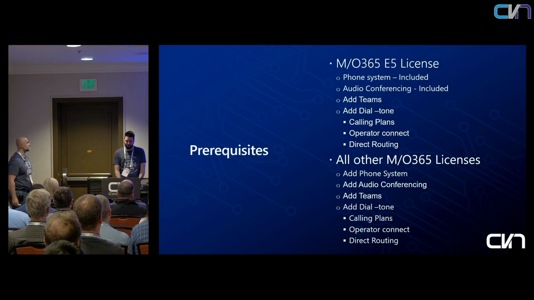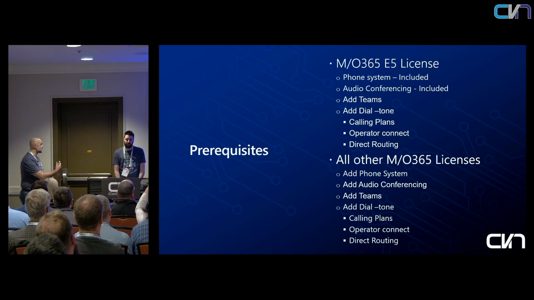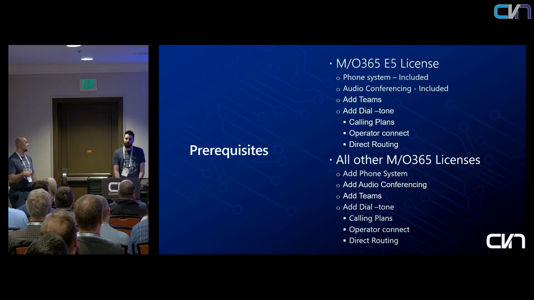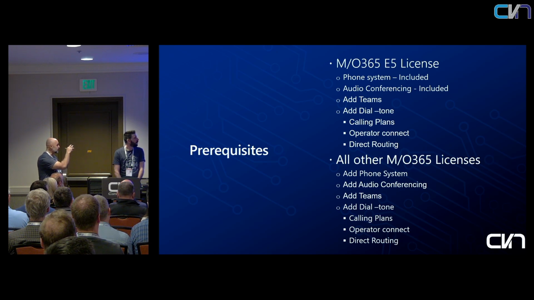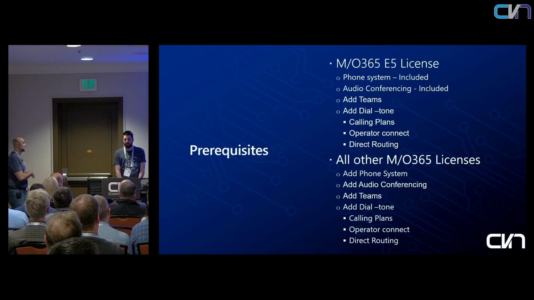So this is just a prerequisite. We wanted to just shout out here for any of the M and O365 licenses from an E5, as Michael mentioned, you still will get your phone system license and your audio conferencing included. So then you just need to add on the enterprise license for Teams. And then you can obviously add on your dial tone, whatever functionality that you wanted, whether you're going to be using calling plan, operator connect, direct routing.